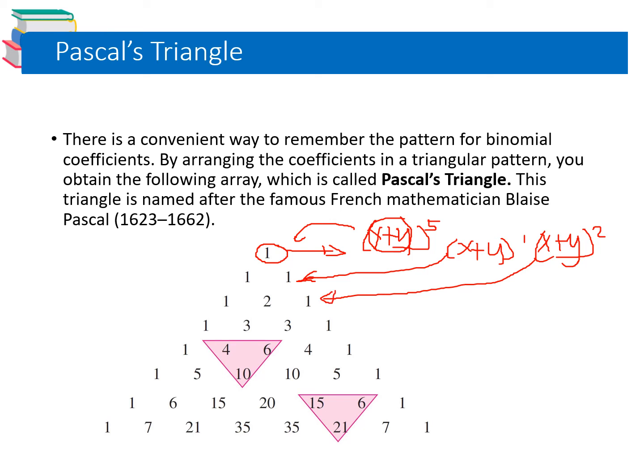Okay? So, kanina, ginamitan natin ng combination para makuha yung mga binomial coefficients for each term. Dito naman, gagamitan na lang natin ng Pascal's triangle para makuha yung binomial coefficients ng each term. So, 4 plus 6 is 10, 15 plus 6 is 21. Okay?